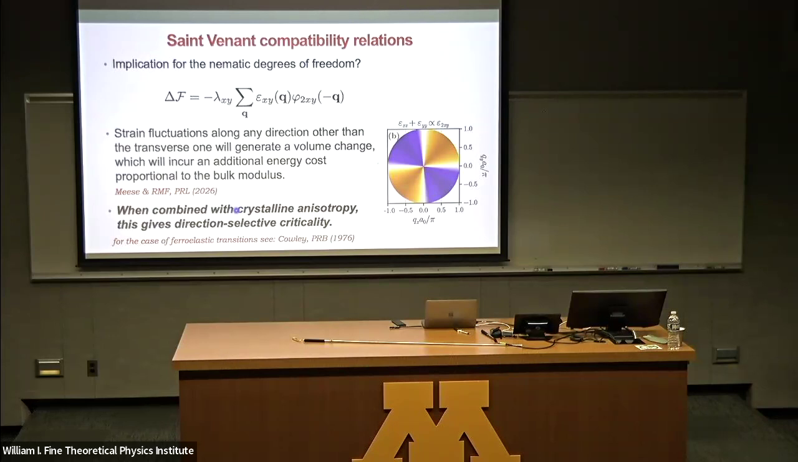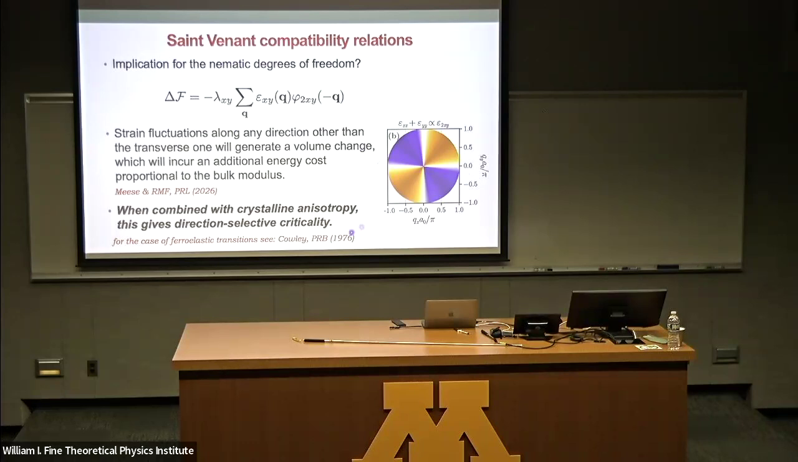But what does it mean for nematicity? Well, nematicity couples to this. So if I have nematicity in the XY channel, then when I look at fluctuations going along any direction that is not the main axis, I'm also going to generate volume changes. Volume changes are energetically very costly because they cost bulk modulus, which is usually the biggest scale elastic constant in the problem. So they will actually be massive along that direction, okay?